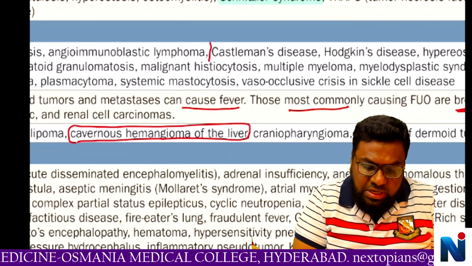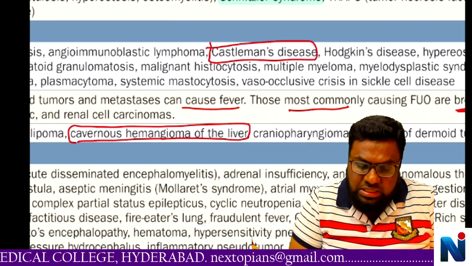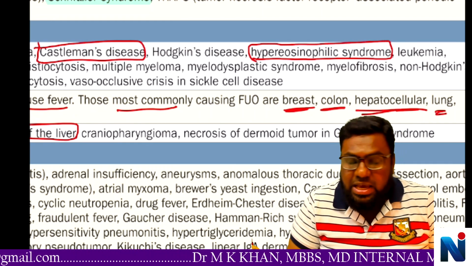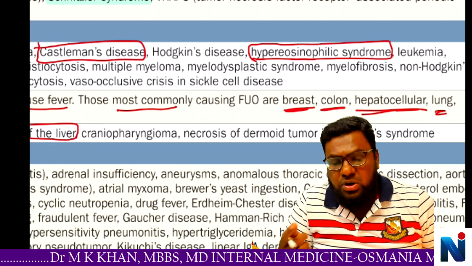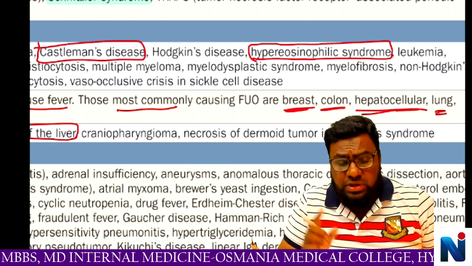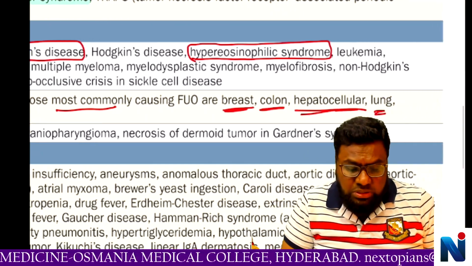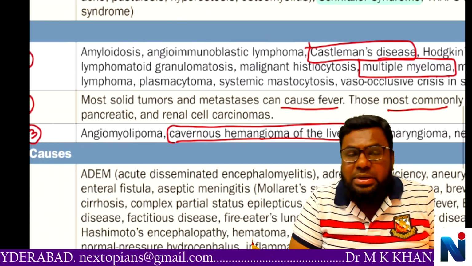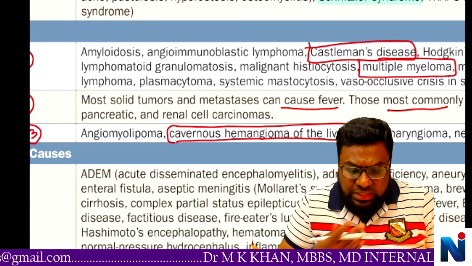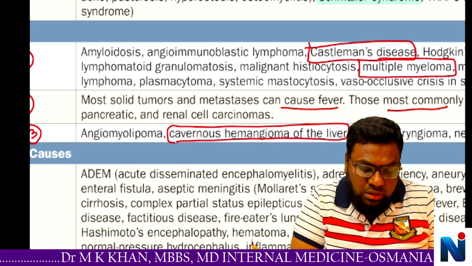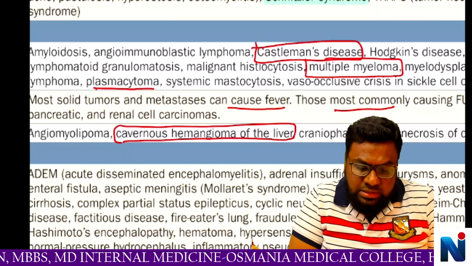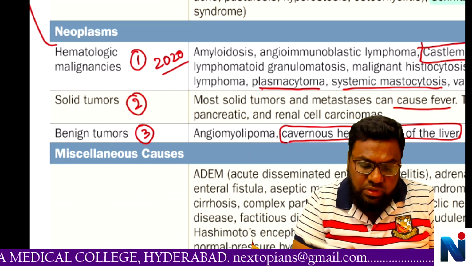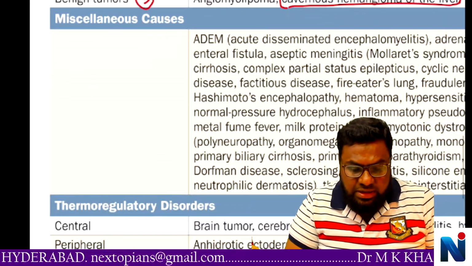Castleman's disease. Many times this question came in the AIIMS exam. Castleman's disease, Hodgkin's disease, everybody knows that, they'll not ask you. Then hypereosinophilic syndrome. I'll separately teach hypereosinophilia in rheumatology. Very, very important. Definitely questions will come from hypereosinophilic syndrome in rheumatology, right? Then multiple myeloma. We all know multiple myeloma is an important cause of pyrexia of unknown origin. These are differentials. Then plasmacytomas, systemic mastocytosis. This question came in the 2020 NEET exam. You'll have to remember from this, a question was there, right?